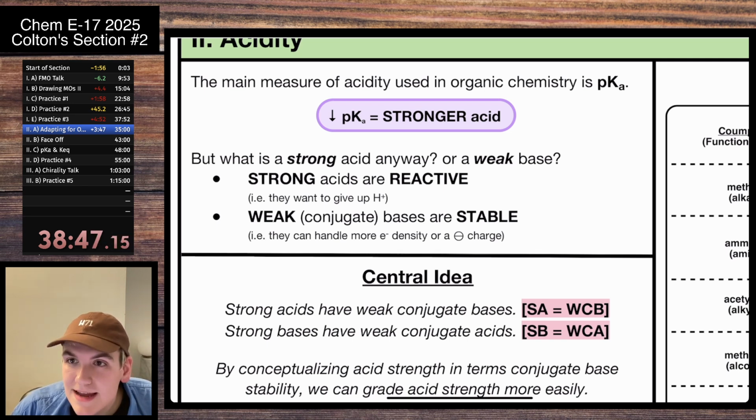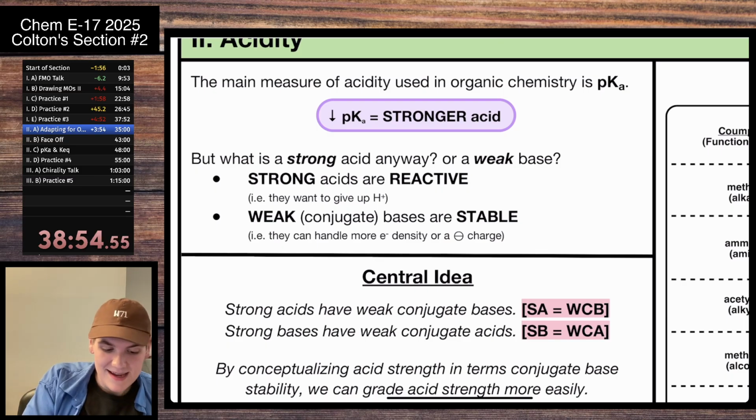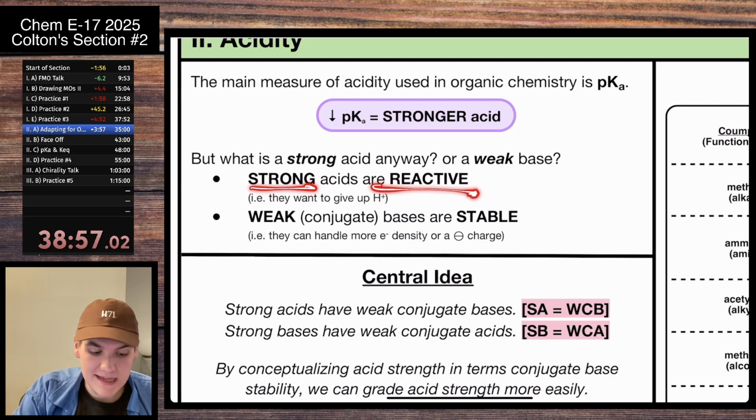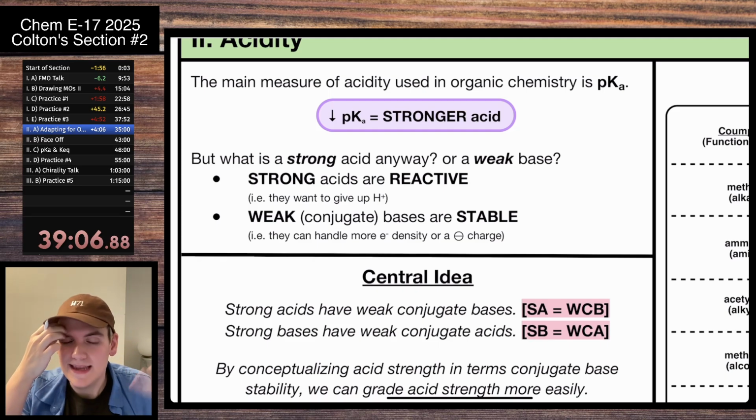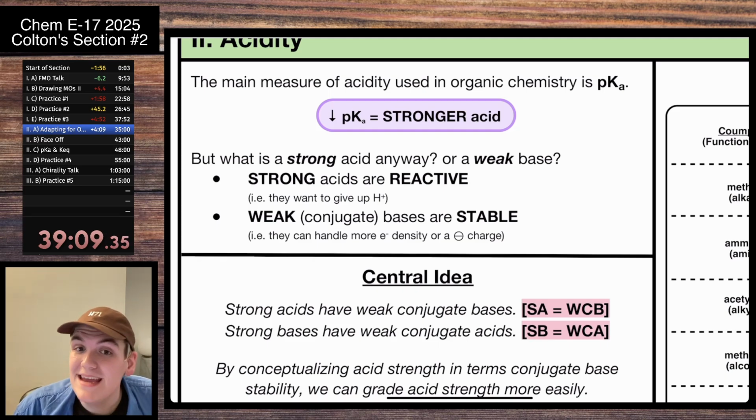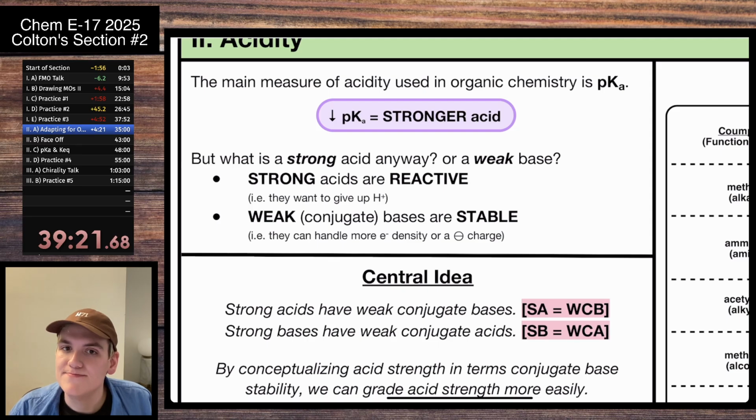But the question that remains is, what do we mean when we say a strong acid or a weak base and things like that? If something is a strong acid, it is reactive. It means that it really wants to give up a hydrogen. A weak base is a base that is stable. Weak here just means not very reactive, stable. And typically what that means is if it's a stable base, it can handle electrons or a negative charge really well.